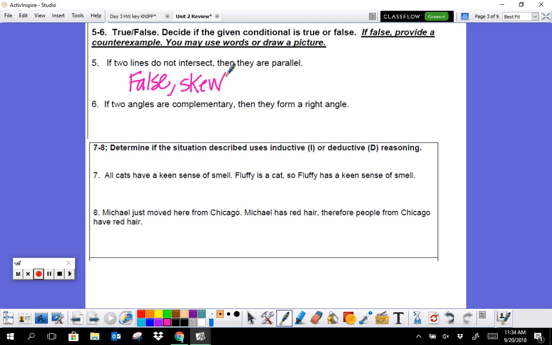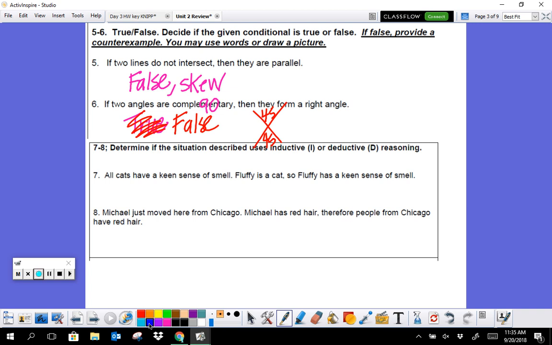Number 6, if 2 angles are complementary, so they add up to 90, then they form a right angle. So this would be true. No, sorry, wrong. This would be false. I don't know why I just said true. This is false. You could have a 45 and a 45 here that are 90 degrees, but they don't form a right angle.